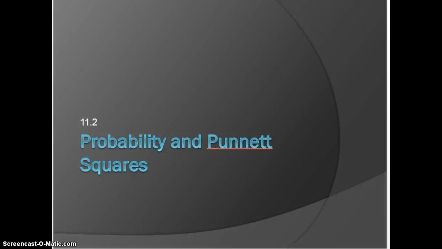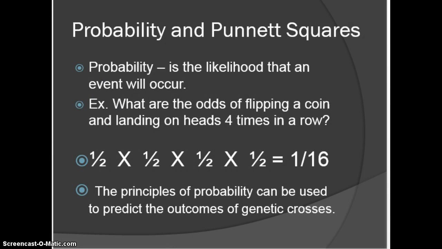Section 2 of Chapter 11 moves us into probability and Punnett squares. We are going to use probability to help us understand what the outcomes of genetic crosses will be, and we will use the Punnett square to help us visualize this and determine the offspring. Probability is the likelihood that an event will occur.